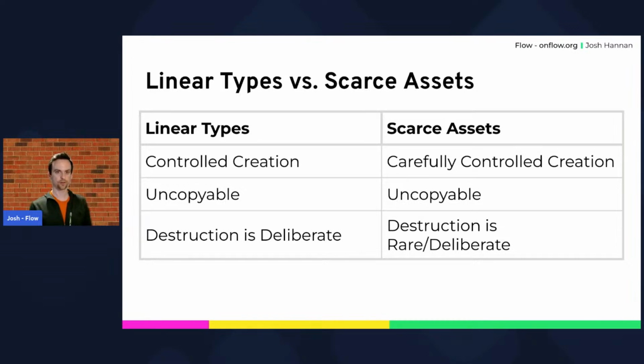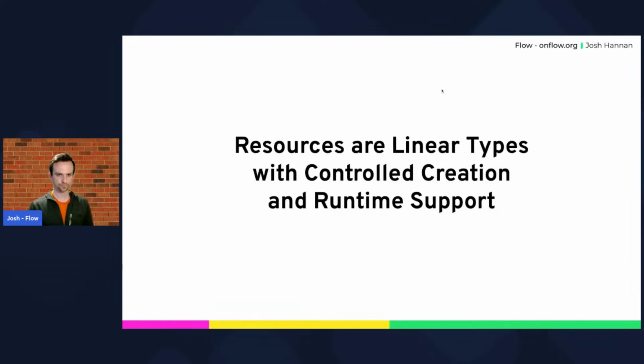For example, we've shown here on this table, in relation to regular data structures, the linear types line up with the requirements that we want for scarce assets a lot better than data structures do. They have to be carefully controlled. They can't be copied, and destruction has to be deliberate, with a specific destroy operation that you call on them, instead of just losing access to them. And so in Cadence, we call these linear types resources.